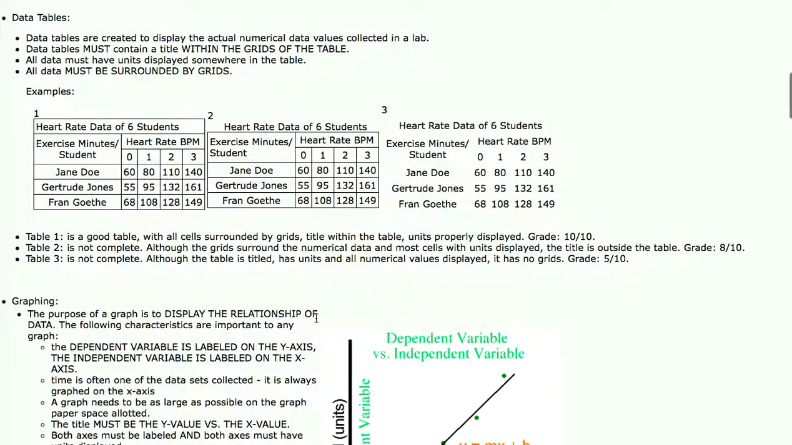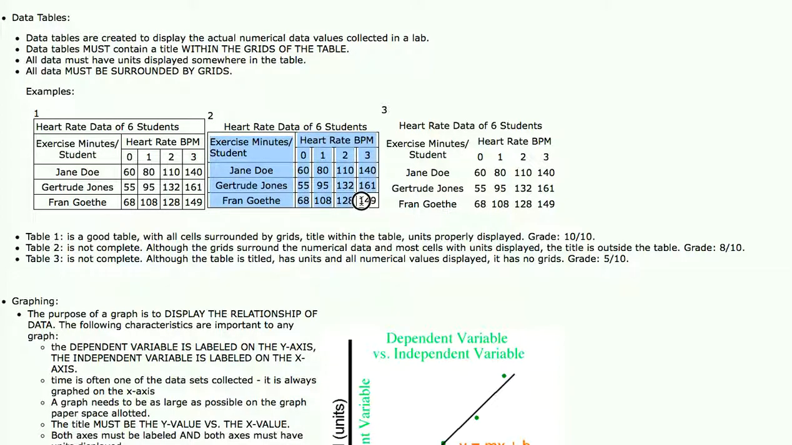So next thing, data tables. The ACT test especially is big on having you read data tables. This is a good data table here, right? This first one. You'll notice that there's a title at the top. Each column has titles. Each row has a title. And then there are data values within cells that allow you to figure out what Fran Gothi's heart rate was after 3 minutes of exercise.